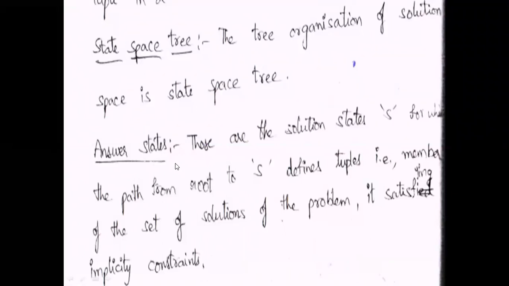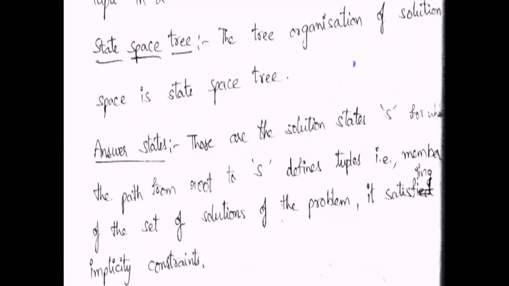The answer state is one of the solution states S for which the path from root to S defines a tuple, that is, a member of the set of solutions of the problem. It satisfies the implicit constraints. What is meant by implicit constraints? The relation between the x of i values. It satisfies the implicit constraints and the criteria function. The problem state that satisfies the implicit constraints and criteria function is called the answer state.